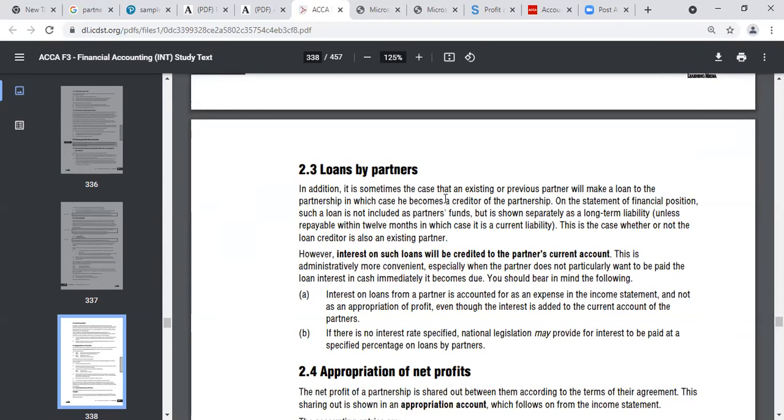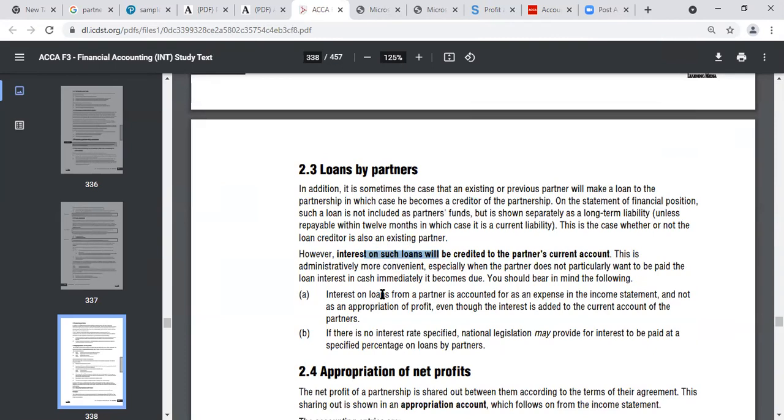Okay, and that is why you see in this scenario, when we have an interest on loan, this has to be credited to the partner's account. This has to be credited to the partner's current account. We are going to see this even as we proceed. So that is what we should do.